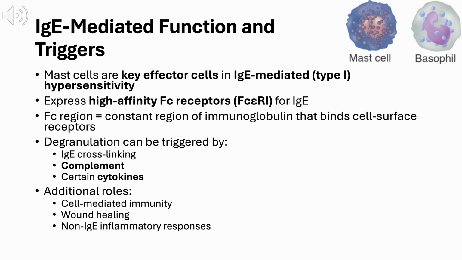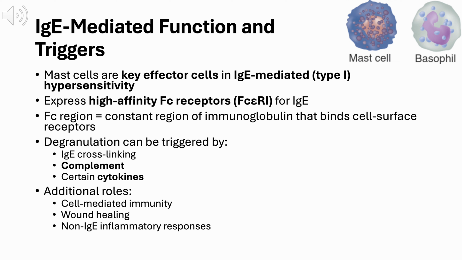Mast cells are best known as key effector cells in type 1 hypersensitivity reactions mediated by IgE. Their surfaces express high-affinity Fc epsilon receptors that bind the constant, or Fc, region of IgE antibodies. When an allergen cross-links adjacent IgE molecules, the mast cell rapidly degranulates and releases its inflammatory mediators.